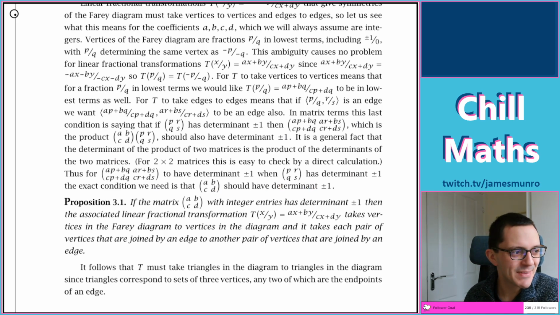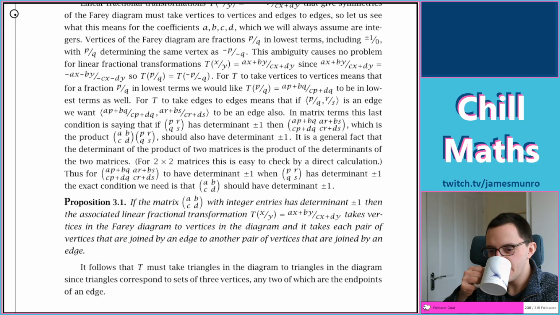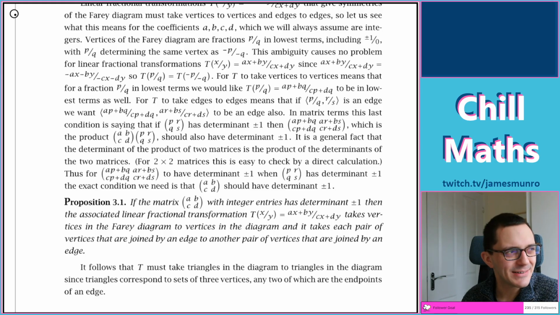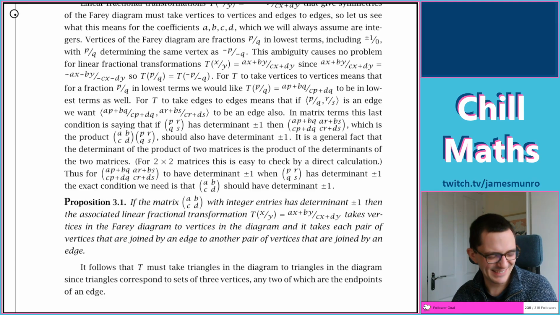Called it. Right, good. Welcome back to the show. This is Chill Maths, where we try and guess what's going on in a textbook that we're reading. And it's easy, because the answer is always determinant plus or minus 1. The special linear group. Special linear, am I saying that right? Special linear group. Yeah, probably. Look, I'm happy. I'm just going to leave it.